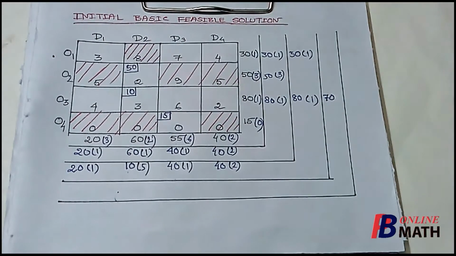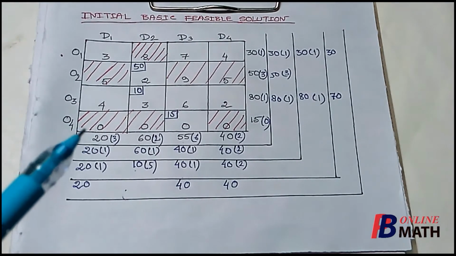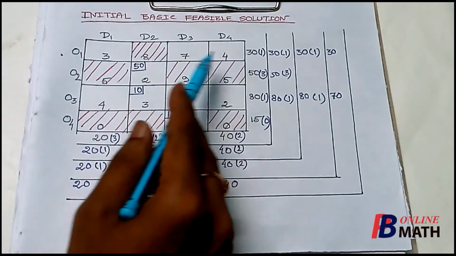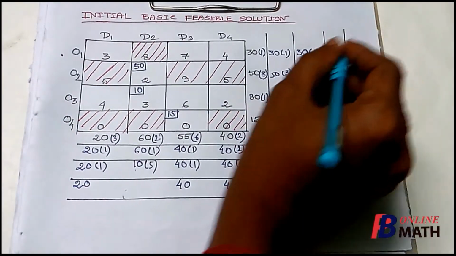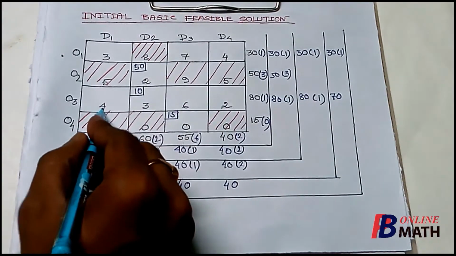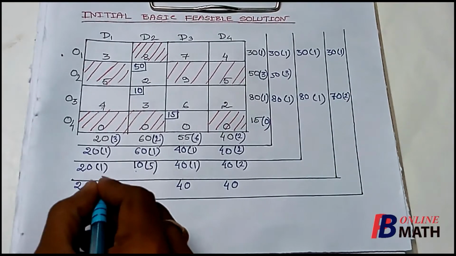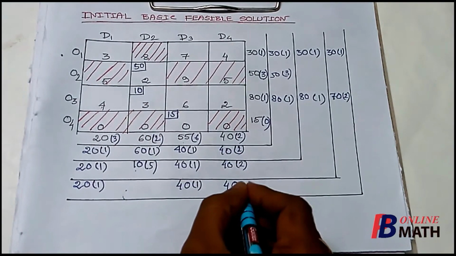Now we write the revised capacities and the demands. We have written the revised capacities and the demands. Now we shall write the difference between the minimum element and the next minimum element from each row and each column. From the first row we find that the minimum is 3 and the next minimum 4, so the difference is 1. And from the third row we find that the minimum is 2 and the next minimum is 4 now, so the difference is 2. And from the first column the difference is 1, from the third column the difference is again 1, and from the fourth column the difference is 2.